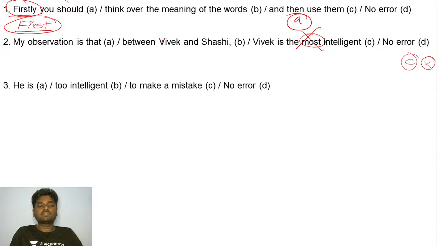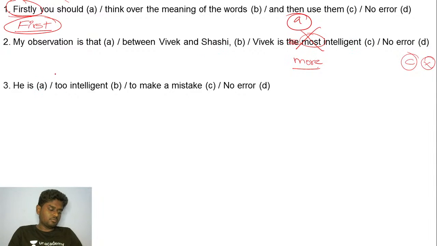So my observation is that between Vivek and Shashi, Vivek is more intelligent. Or you can say it in another way: between Vivek and Shashi, Vivek is the more intelligent one. After intelligent you can add one. Or this would be more flexible: Vivek is more intelligent. Okay, why? Because you are comparing here.